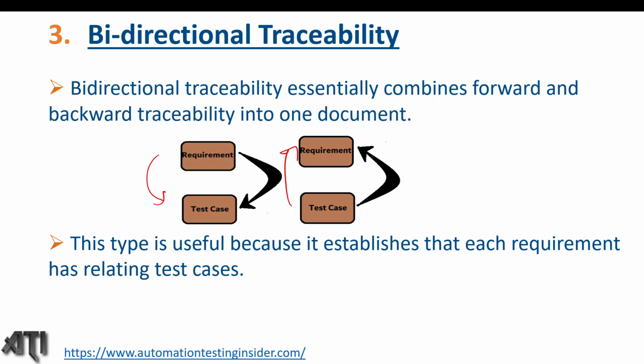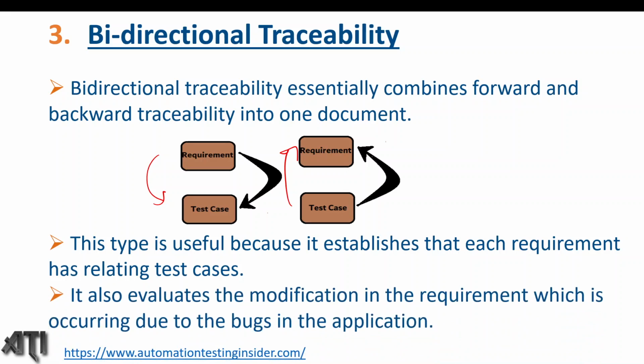This type is useful because it establishes that each requirement has relating test cases. It also evaluates the modification in the requirement which is occurring due to the bugs in the application. Let's say if any particular requirement is not correct and we got the defect, or if any requirement is missing, this evaluates the modification in the requirement which is occurring due to the bugs in the application. So these are the three types of traceability matrix, guys.